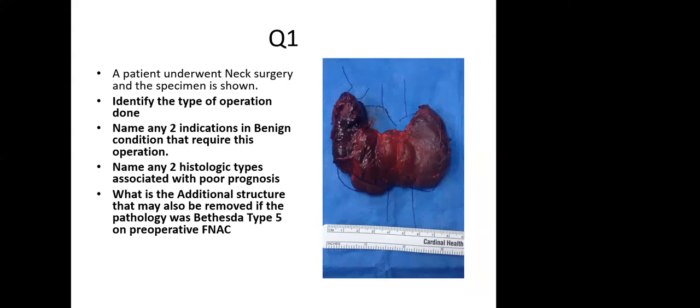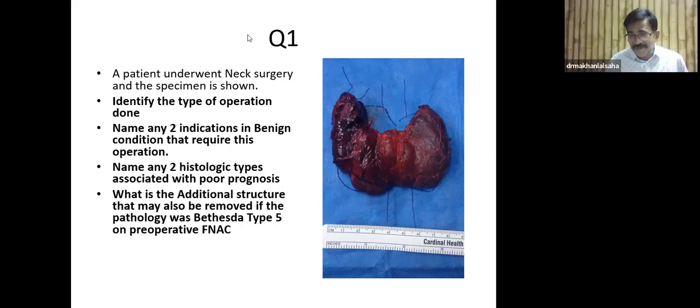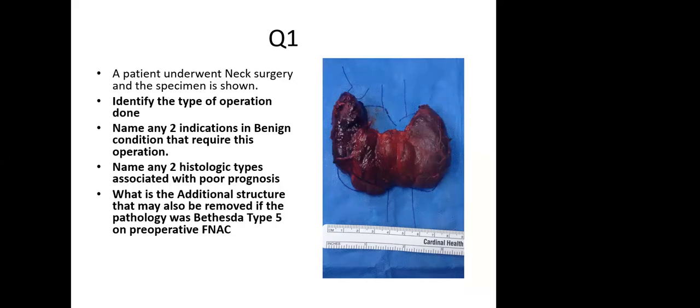What is the additional structure that may also be removed if the pathology was Bethesda type 5 on preoperative FNAC? Sir, if type 5 means a papillary carcinoma thyroid, I would like to remove the nodes, and if involvement of the strap muscle is there, I will remove the strap muscle. You mean type 5 is a diagnosed malignancy? Sir, suspicious of malignancy. Yes.